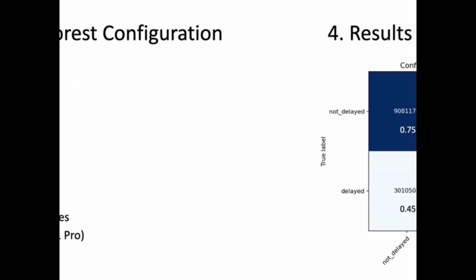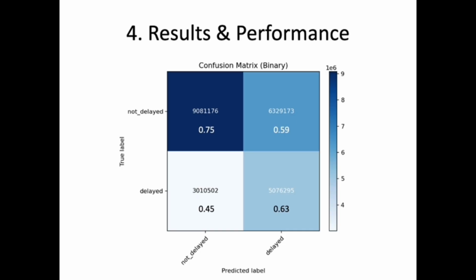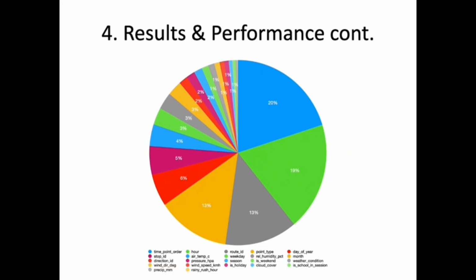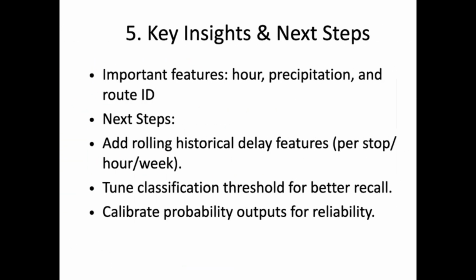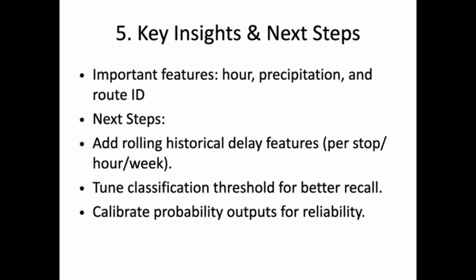Our random forest model trained on 24 months of MBTA and weather data reached an overall accuracy of about 60%. It correctly identified around 63% of actual delays, with an ROC AUC of 0.65 and a PR AUC of 0.46. Feature importance shows that hour, precipitation, and route ID are dominant drivers of delay, confirming that timing and weather are major influences. Next steps include adding rolling historical delay averages and optimizing thresholds to better balance precision and recall.